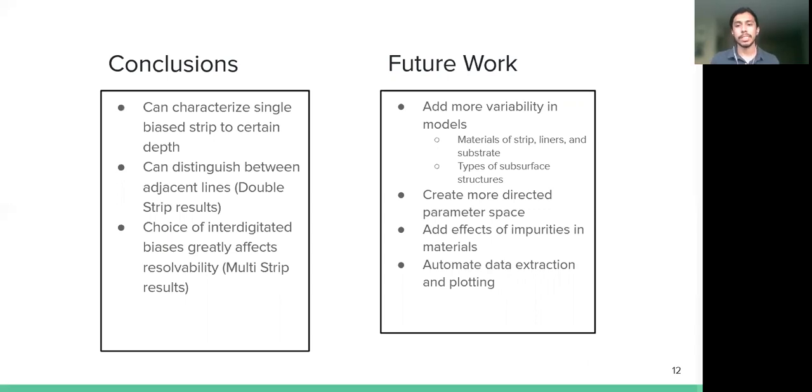Some future work is just including more realistic strip liners, as well as changing up the substrate, and creating a more directed parametric space, because sometimes these simulations take hours on end, because of such a large parameter space that we're going over, and also adding effects of impurities within the actual materials by doping some of the materials. Some other future work is probably automating the data extraction and plotting, because COMSOL doesn't have the best plotting software.